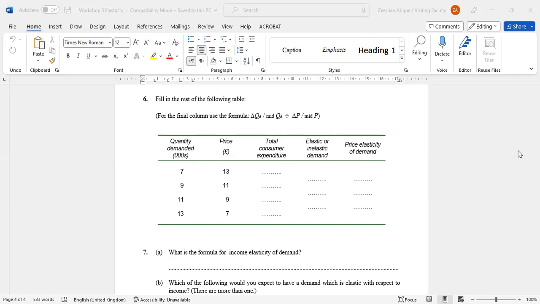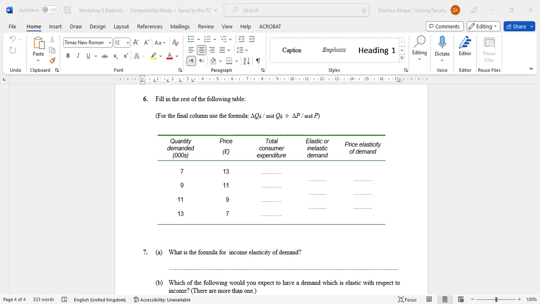What you have to fill in this table is, first of all, the total consumer expenditures. In the next column, you have to find out whether the change in expenditures, from the price of 13 to 11, or 11 to 9, or 9 to 7, is elastic or inelastic. And you have to measure the elasticity of demand here. For that, first of all, we will multiply the quantity with the price to find out the total expenditures.